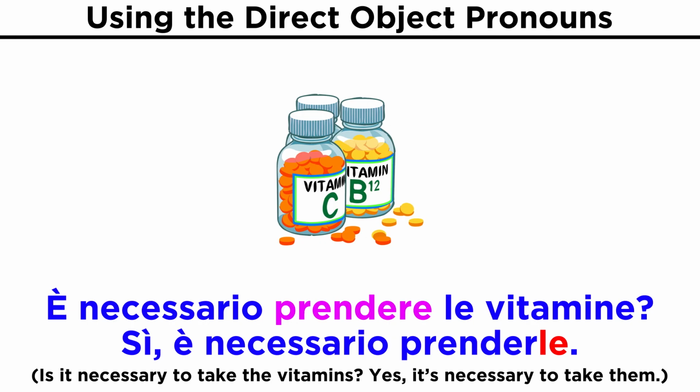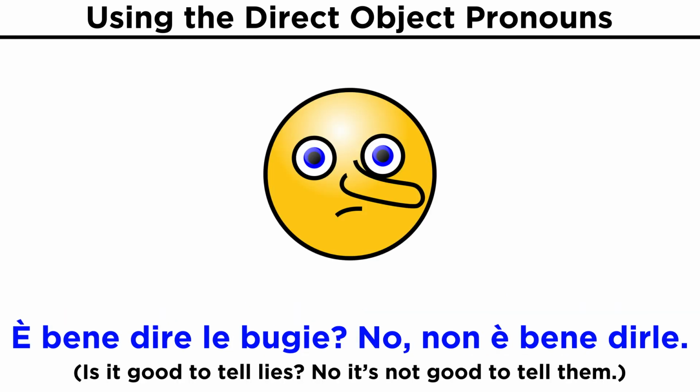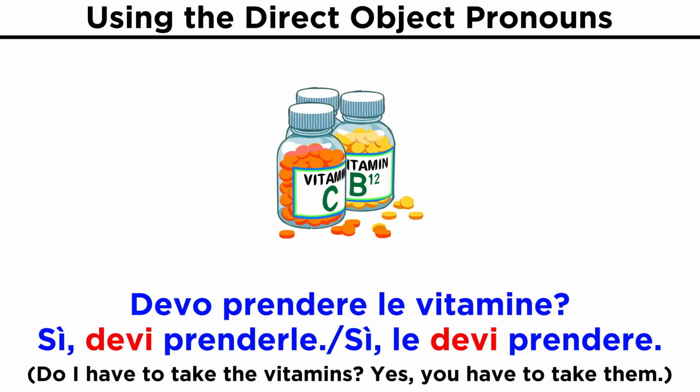We should note that when the verb is in the infinitive form, the pronoun will be attached at the end. È necessario prendere le vitamine? Sì, è necessario prenderle. È bene dire le bugie? No, non è bene dirle. In the presence of modal verbs, the pronoun can go before or after. Devo prendere le vitamine? Sì, devi prenderle. Or sì, le devi prendere.